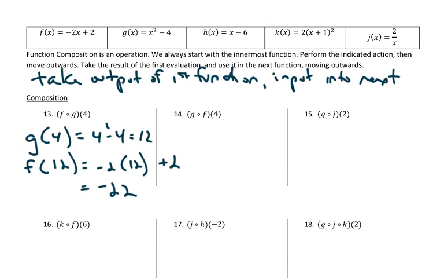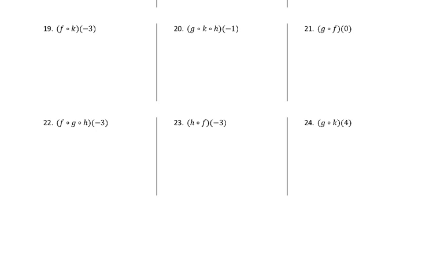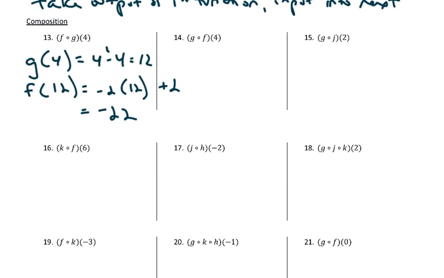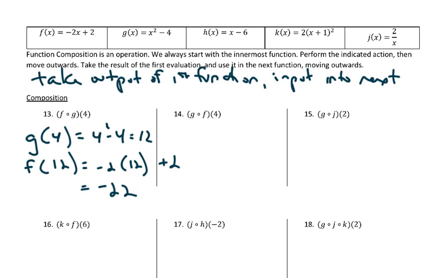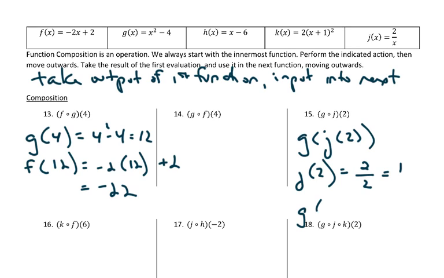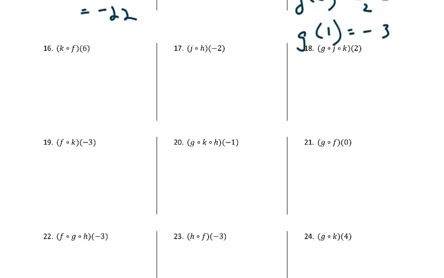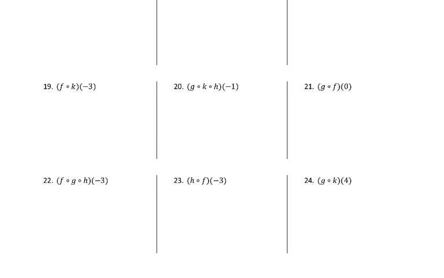Okay, and again, most of these are written with function notation with the little circles, but every single one of them could also be written like this: g of j of 2. So j of 2 is where I start. J of 2 is 1. And then I take the 1 and move it into the g function, and g of 1 equals negative 3. Here's the g function. 1 squared is 1 minus 4 is negative 3.